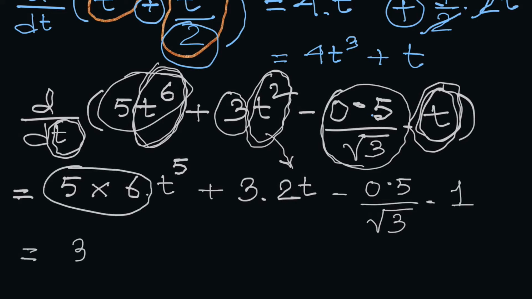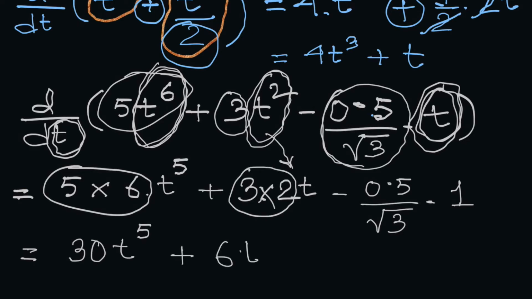So the final result comes at 5 into 6, 30, t to the power 5 plus 2 into 3, 6 t minus the constant part, 0.5 by root 3. That's it.